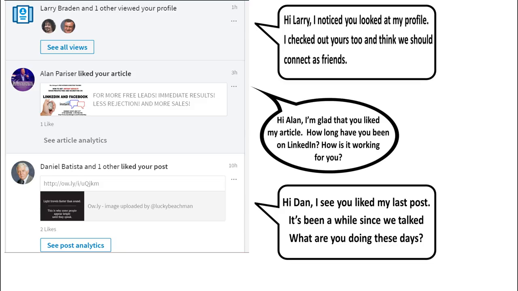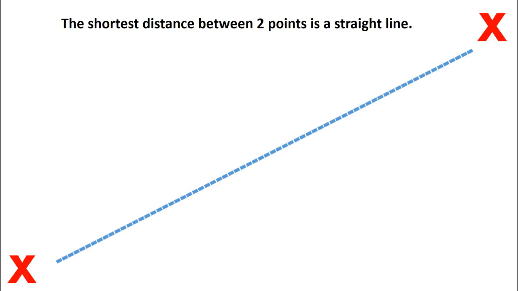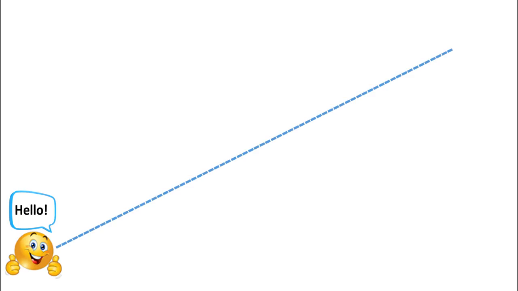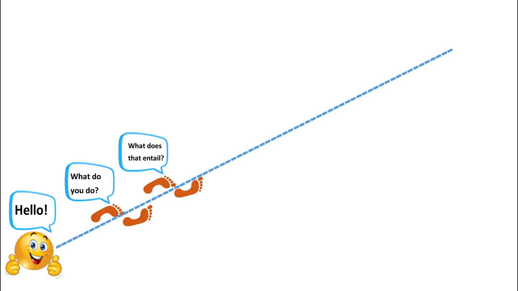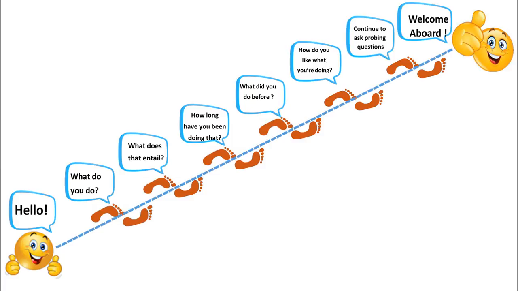Unlimited opportunities to talk to people. And remember, having access to so many people means nothing if you're not talking to the right people. The shortest distance between two points in a conversation, or in general, is a straight line. So, you ask questions. What do you do? What does that entail? How long have you been doing it? What did you do before? How do you like what you're doing? And just follow these scripts and you'll end up with all kinds of sales.